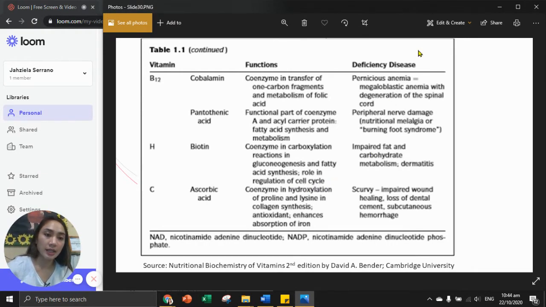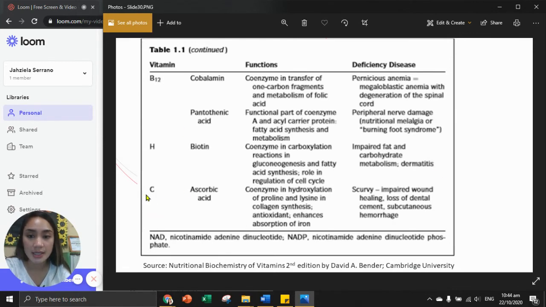So dito naman, deficiency ng sa biotin, impaired fat and carbohydrate metabolism, and also dermatitis. So pag nagkaroon ka ng impaired fat and carbohydrate metabolism, there's a higher chance na maging obese, no?